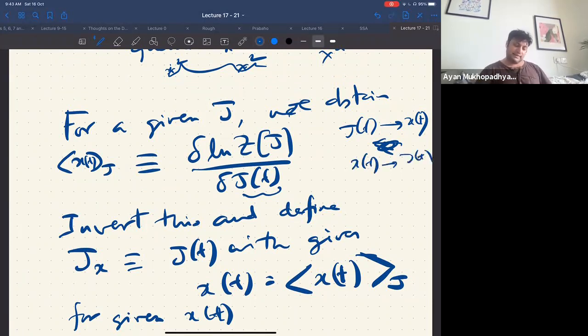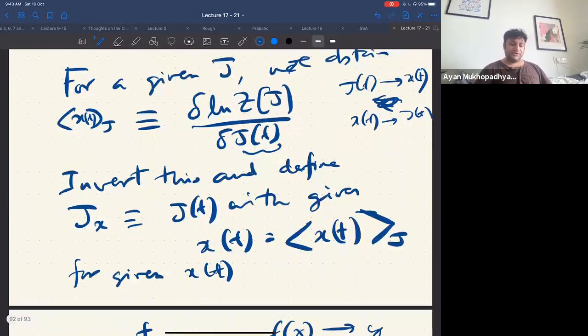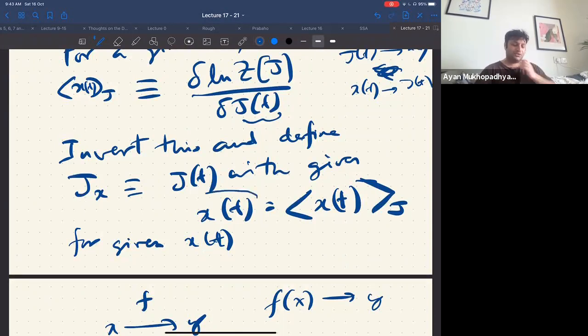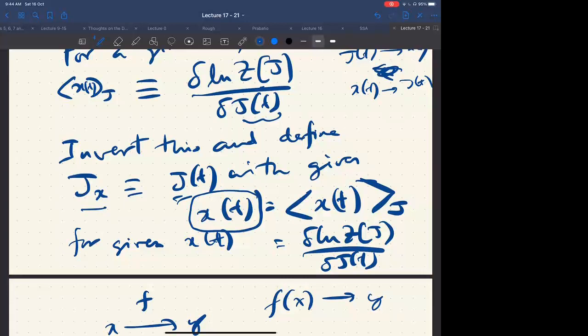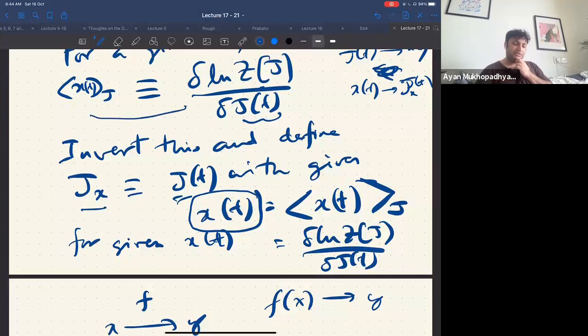And the way you do it is simple. Suppose an x of t is given to you. I have to find the J of t such that x of t would be equal to delta log Z[J], the functional differentiation of the log of the partition function with respect to J of t. So given x of t, you have to find J of t such that this is true, and this is what you call J_x. Basically this is a functional relationship between the two, and if you invert it, for a given x of t you will get a unique J_x of t.